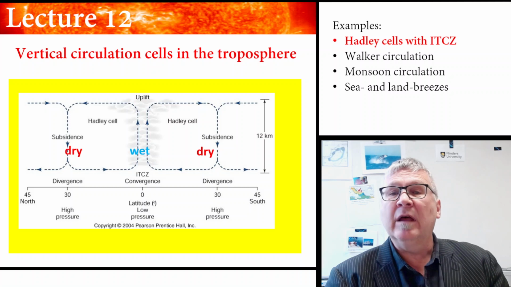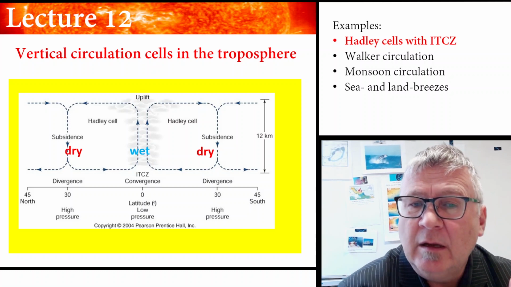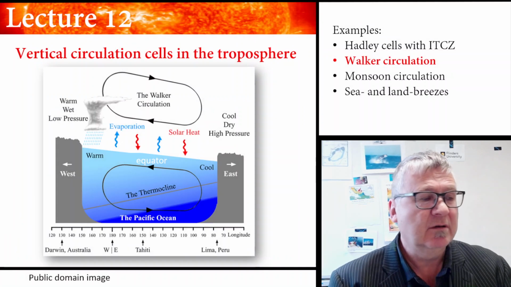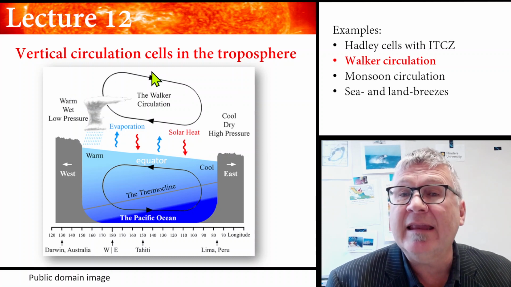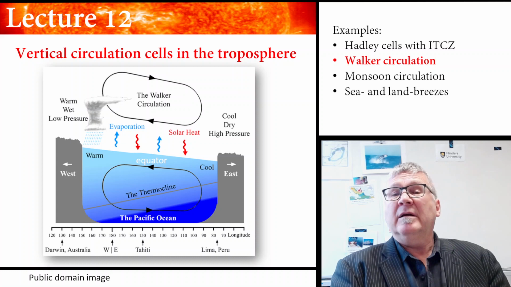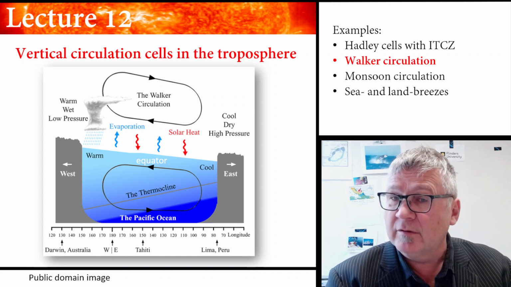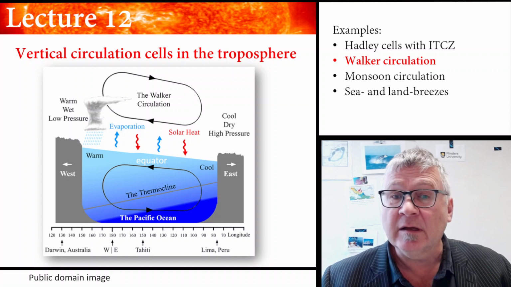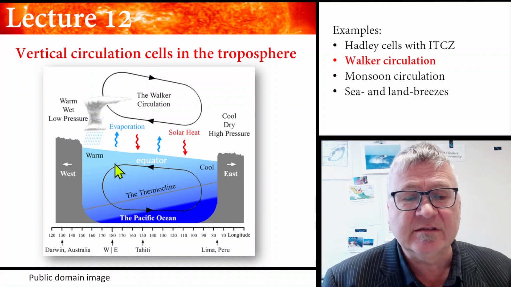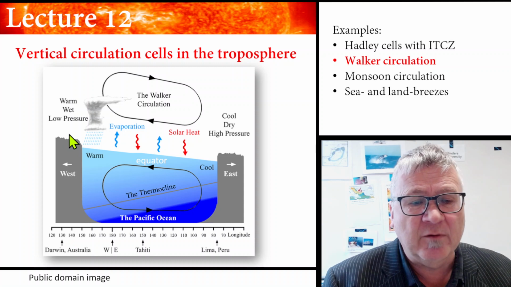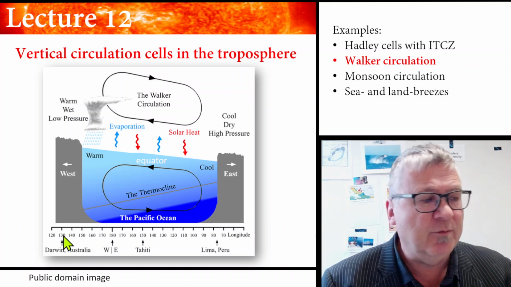Okay, so let us now look at the Walker circulation. It's a similar thing, but I'll show you on the sketch. This shows you the Walker circulation. You look at that cell. It actually is a cell along the equator of the Pacific Ocean. Not north-south, but east-west. It's a very large circulation cell, and we're talking about a distance of, well, you can come from Australia over to Peru.